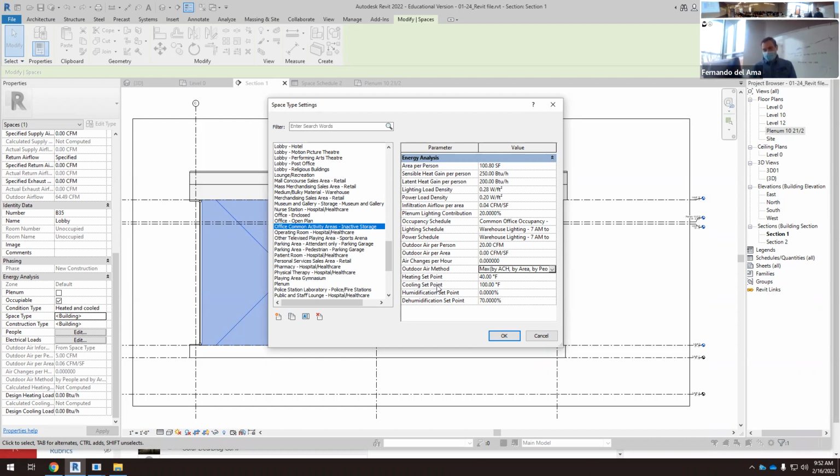Then the heating set point and the cooling set point. That means that if we are below 40 Fahrenheit, the heating system starts working. And if we are above 100 Fahrenheit, the cooling system starts working. I assume that those are outdoor temperatures. Is it fine? We can change it. So if you don't like it, go ahead, change it.